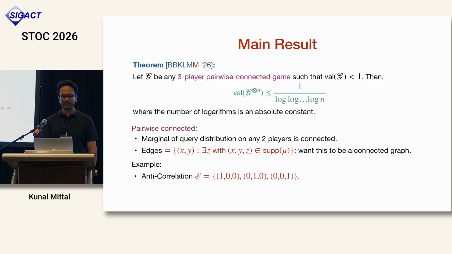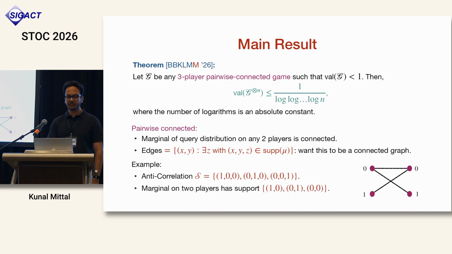So let me give you an example. Suppose I have the anti-correlation game. This was the support of the input distribution. If I consider the first 2 players, the possible inputs are 1,0, 0,1, and 0,0. So you get this graph, and this is a connected graph. So for example, our theorem implies this particular bound for the anti-correlation game as well.